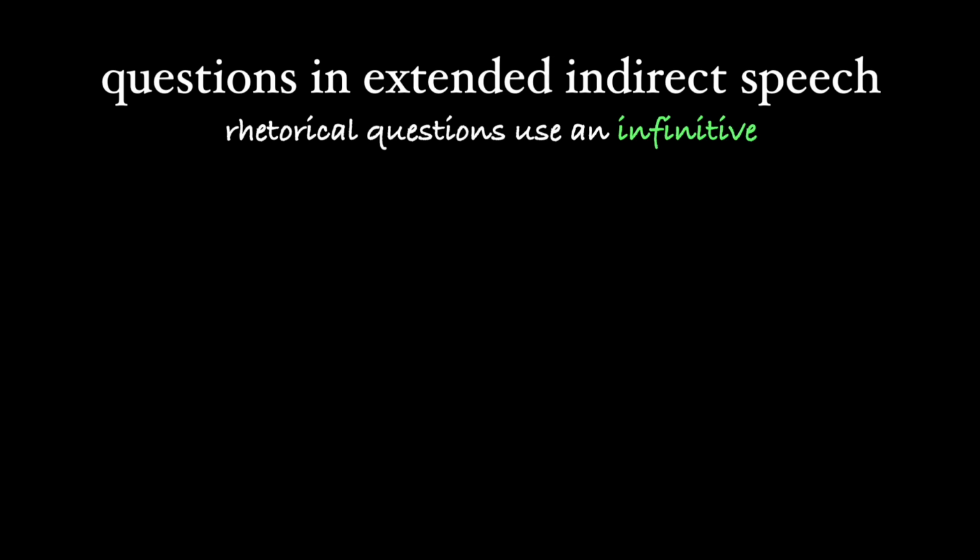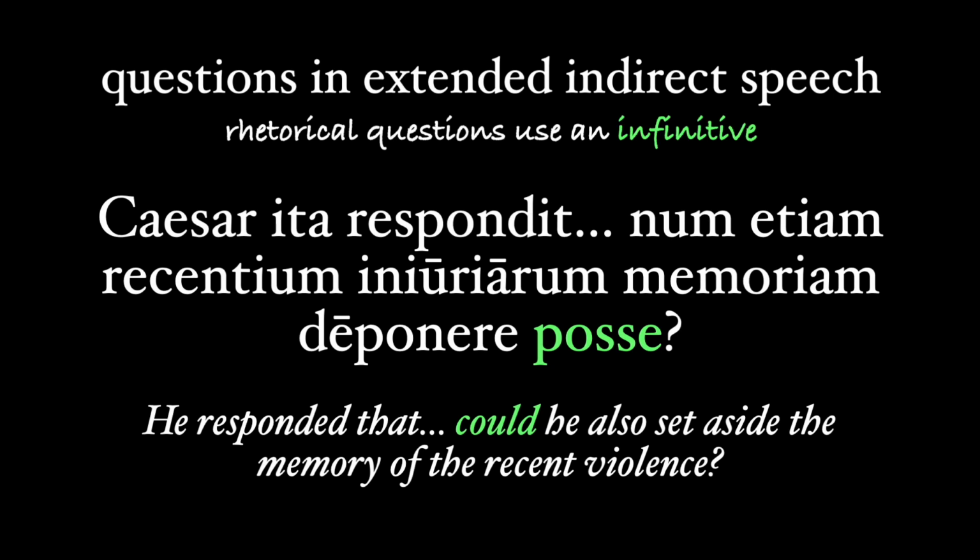Earlier in the same book, Caesar is speaking to the Helvetian ambassadors. Caesar ita respondit. Caesar responded in this way, and he goes on to ask, Num etiam recentium injuriarum memoriam deponere posse. He responded that, even if he were willing to forget the historical issues, could he also set aside the memory of the recent violence? Here the question is rhetorical. Caesar is already suggesting that he obviously can't, nor does he really want to. And that's why we use the infinitive posse rather than a subjunctive.